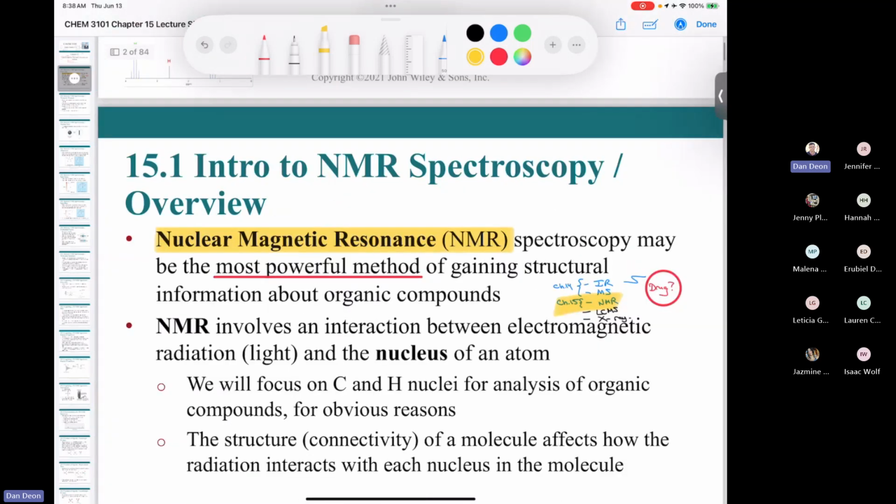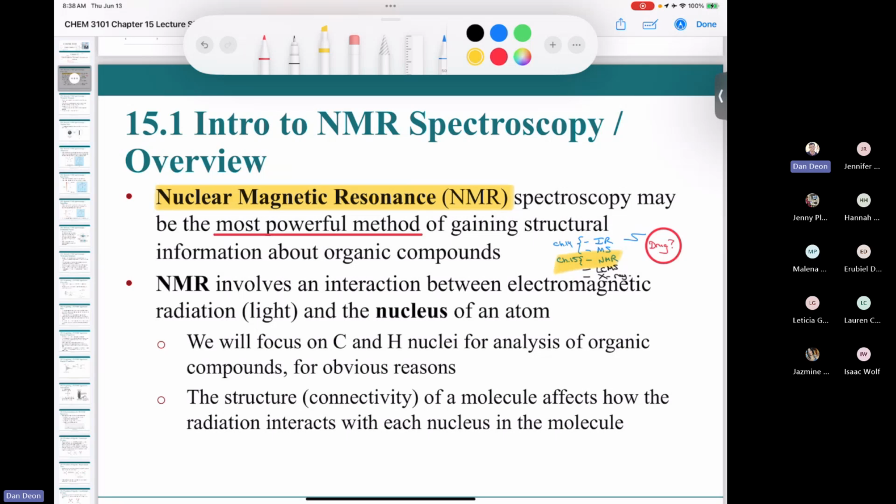So very powerful technique. And NMR, just like infrared spectroscopy, involves the interaction between electromagnetic radiation and the nucleus of an atom. Okay, well, let's unpack this for a second. Electromagnetic radiation, which is light. When we talked about infrared spectroscopy back in chapter 14, we talked about infrared light. But now we're talking about NMR, so we're talking about the radio frequency of light, so radio waves.